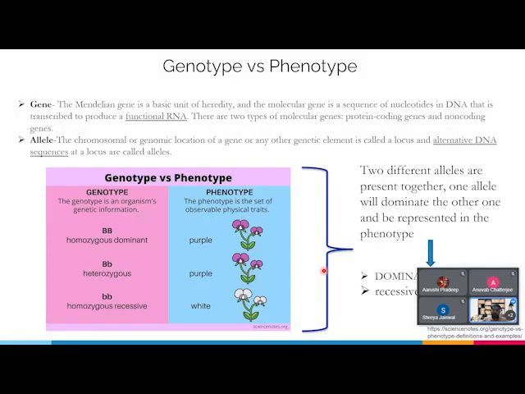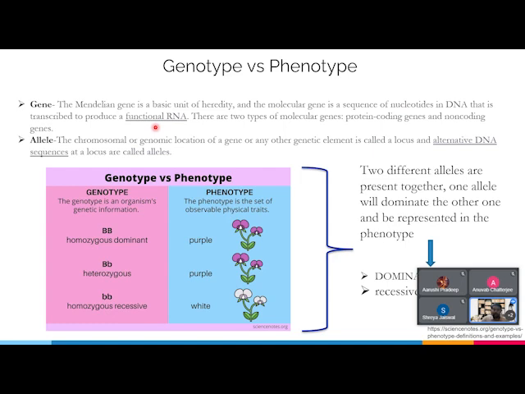Let us look into the solution slide for this. What is exactly the difference between genotype and phenotype? This is a very basic question that will get us started into the entire discussion on genetics. But first, before genotype or phenotype, let us look into what a gene is. The Mendelian gene is a basic unit of heredity, and the molecular gene is a sequence of nucleotides in DNA that is transcribed to produce a functional RNA.